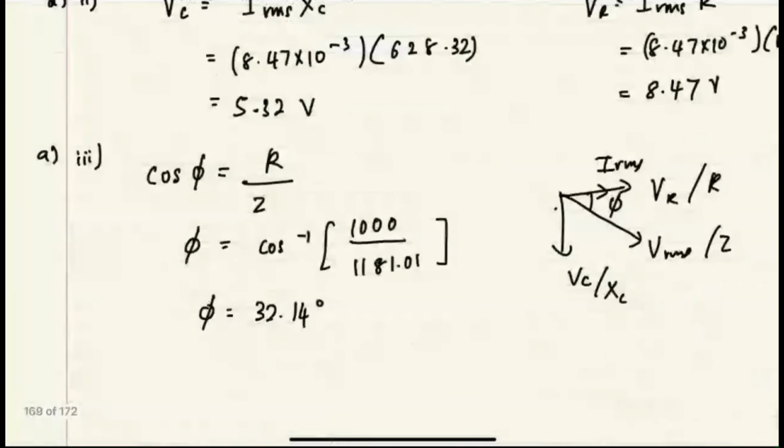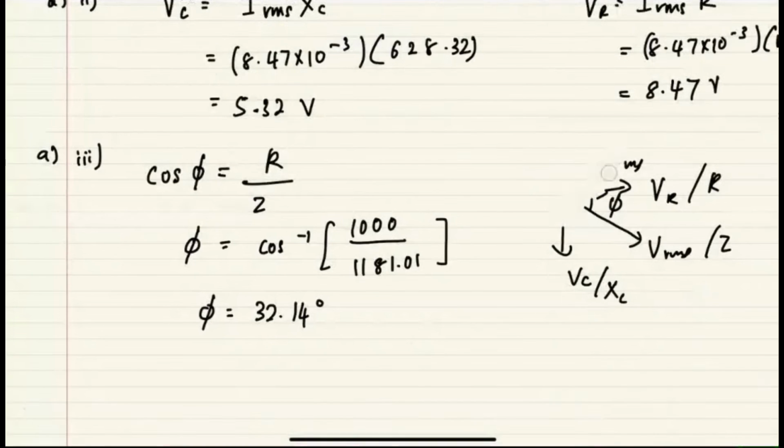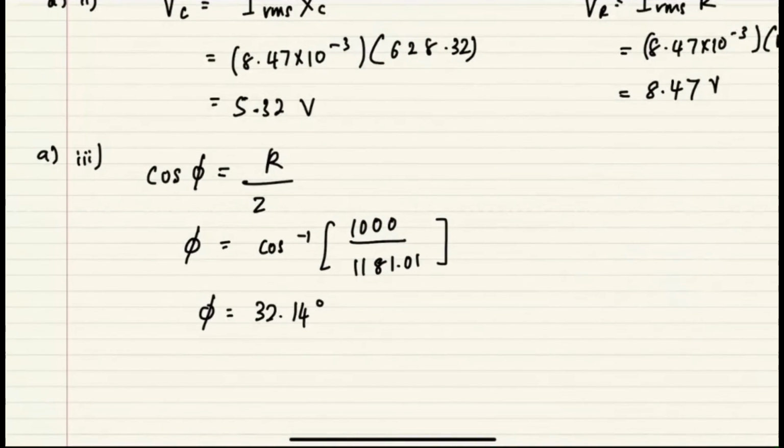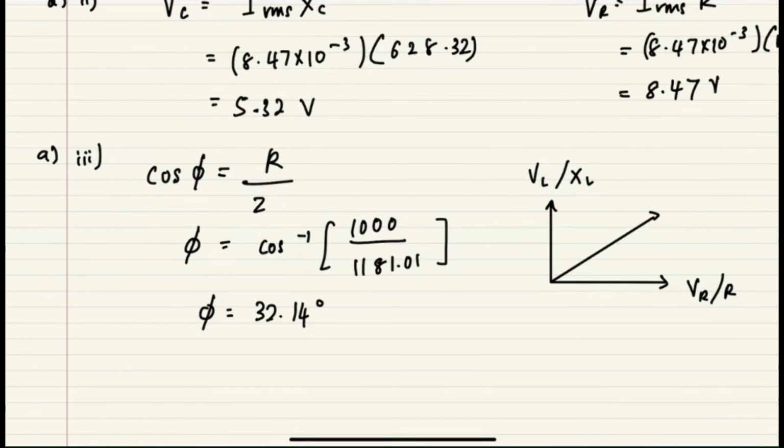Saya selalu lukis this one adalah sepatutnya dia adalah inductor bukan capacitor. Saya padam balik semua. So VR ataupun R, this is your VL ataupun XL, this is your VRMS ataupun Z. Current is in this direction. Okay. Angle kita kira tadi adalah ini.